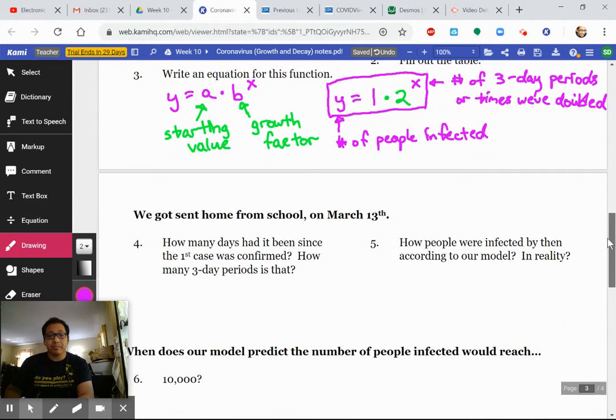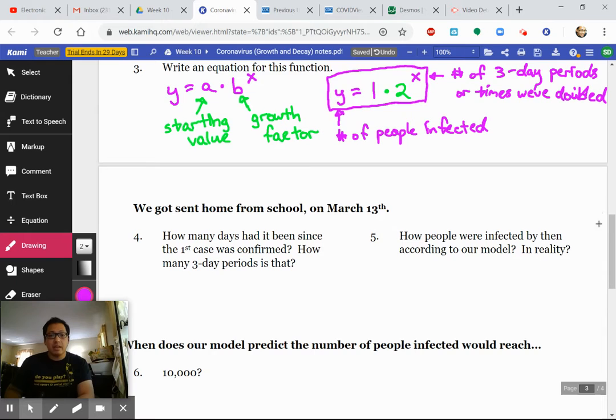So let's take that model and move on and say, okay, we got sent home from school on March 13th. How many days had it been since the first case was confirmed? So we've got to do a little bit of math here, a little bit of thinking. We're saying that the first case was on January 21. So how many days were left in January after that? Well, there's 22, 23, 24, 25, 26, 27, 28, 29, 30, 31. So there were 10 days left in January.